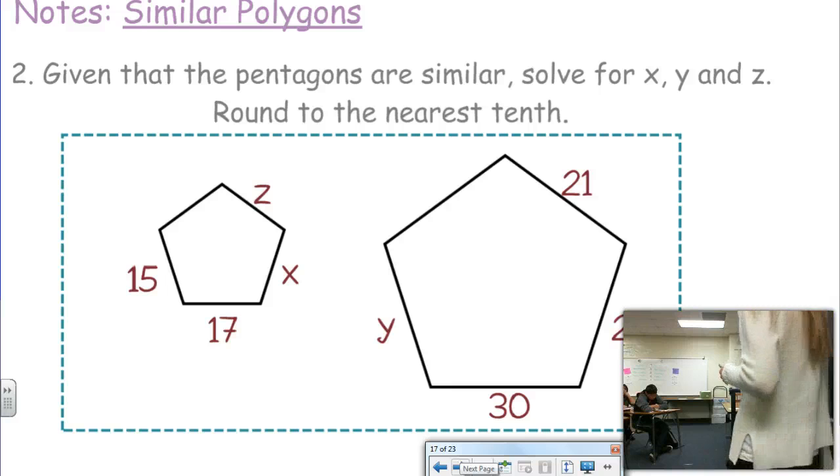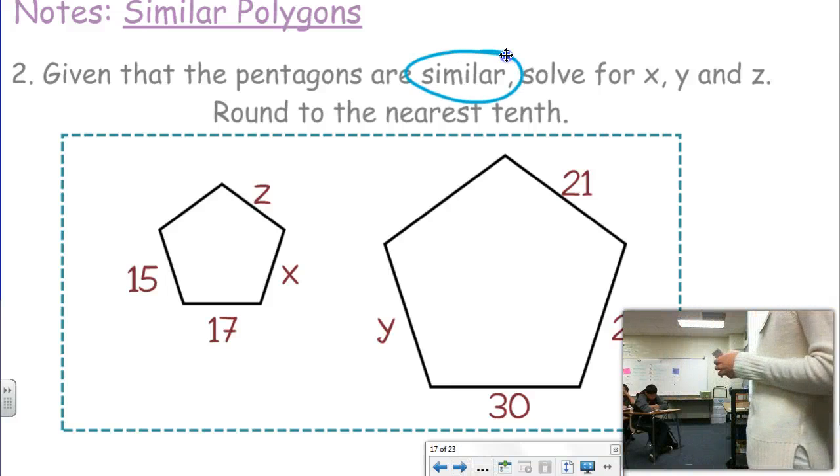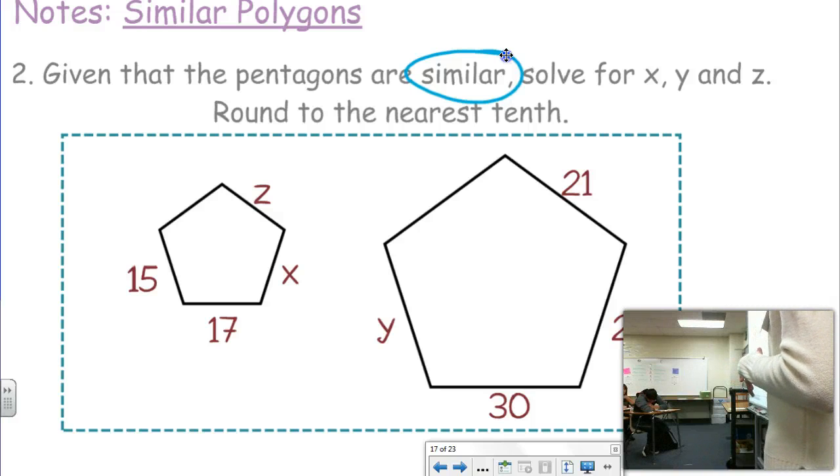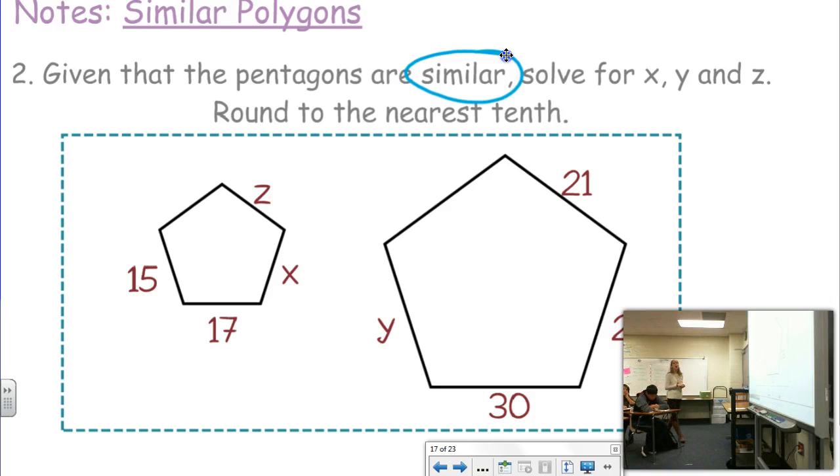Given that the pentagons are similar, because remember, if they weren't similar, we throw this out the window, solve for x, y, and z, rounding to the nearest tenth if you get decimals. Here's what you would do on a problem like this, when there's a lot going on. First, you need to find 2 sides that match and don't have any variables. Where are they, Jerry? Z is a variable. I want to find 2 sides that match, and there are no letters involved. 17 and 30.